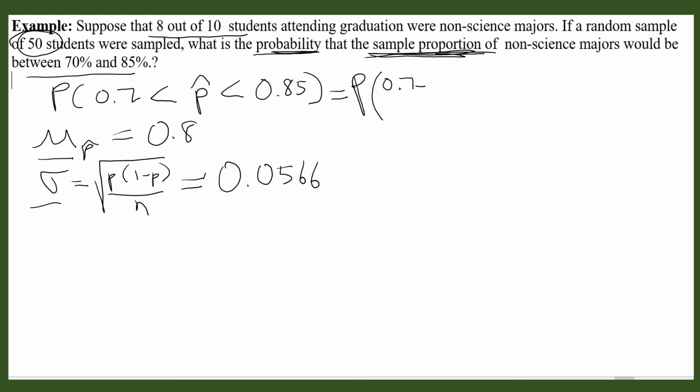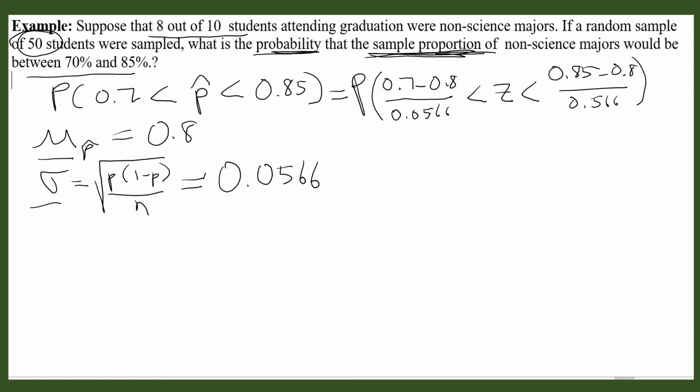Now that I have the mean and the standard deviation, the typical formula that gets me to the table: subtract the mean, divide by the standard deviation. I'm now working with Z. Subtract the mean, divided by the standard deviation, right? That's how I get to the table. You do the math. You're looking for Z between a negative 1.77 and a 0.88 when you do the math up here.